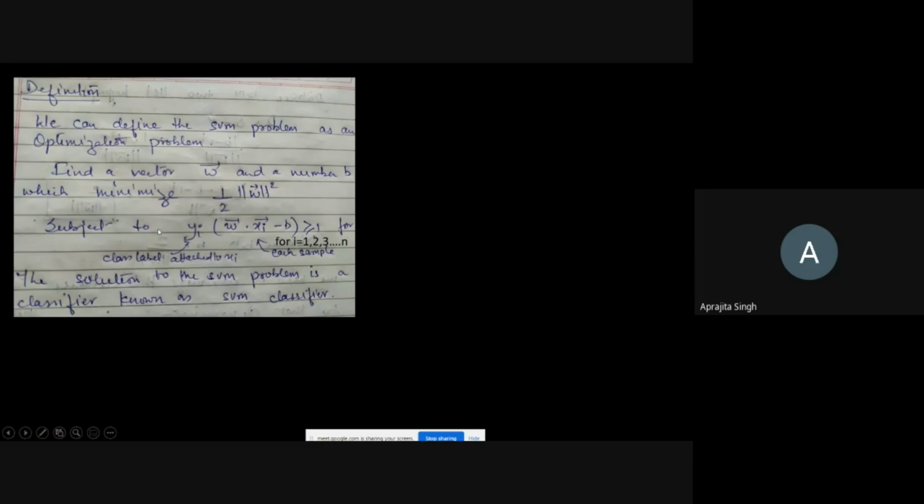Okay. So we can define the SVM problem as an optimization problem. Find a vector omega and the number b in such a way that this particular expression of ours is minimized, subject to yi. What is yi? Yi is the label of that class xi. Xi is each sample, and i is any value 1 to n. The solution for this SVM problem is a classifier known as SVM classifier.